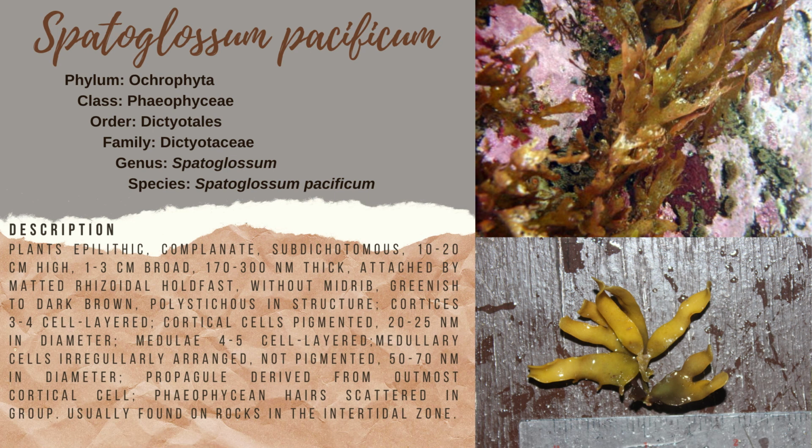From class Phaeophyceae, order Dictyotales and family Dictyotaceae, Spatoglossum pacificum is an epiphytic algae with a complanate subdichotomous thallus and a matted rhizoidal holdfast without a midrib structure. Its color ranges from greenish to dark brown and is polystichous in structure, with individuals that can grow up to 20 centimeters. Spatoglossum pacificum is usually found on rocks in the intertidal zones.